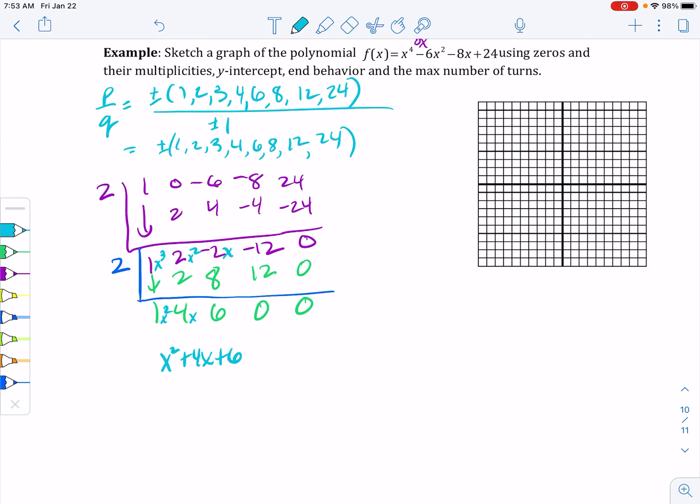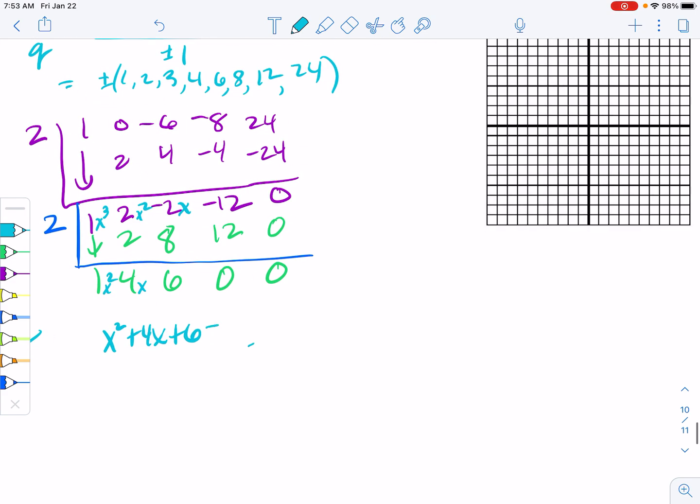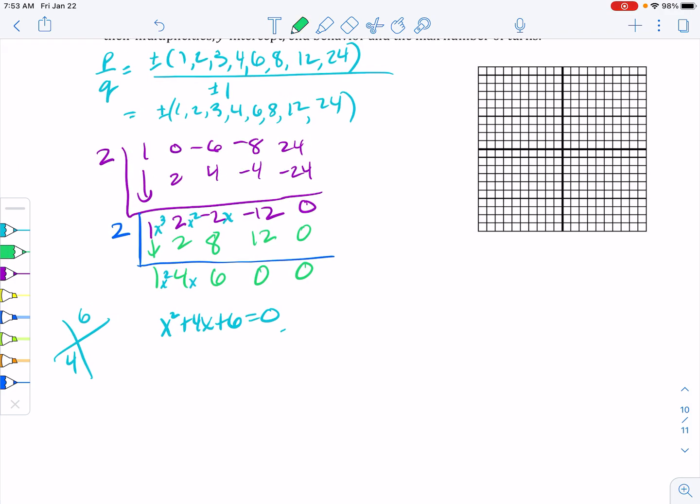I'm going to look and see, can I multiply to 6 and add to 4, which I cannot, so that means that I have to use the quadratic formula. So our quadratic formula, we have this is a, this is b, this is c. Remember, the a goes with the x squared, the b goes with the x, and the c is the constant.